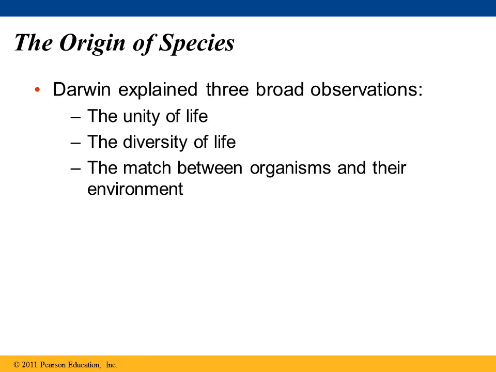Darwin developed three main ideas in his book. First, the unity of life. Next, the diversity of life. Then, the match between organisms and their environment.